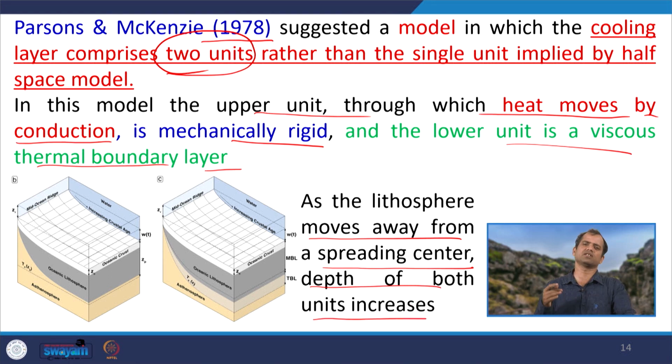So, once they are increasing, part of this asthenosphere interacts with the lower part of the lithosphere, or the lower unit, and its convection starts. And once the convection starts, it provides heat to the upper layer, the rigid layer, so that its thickness can no more be increased.